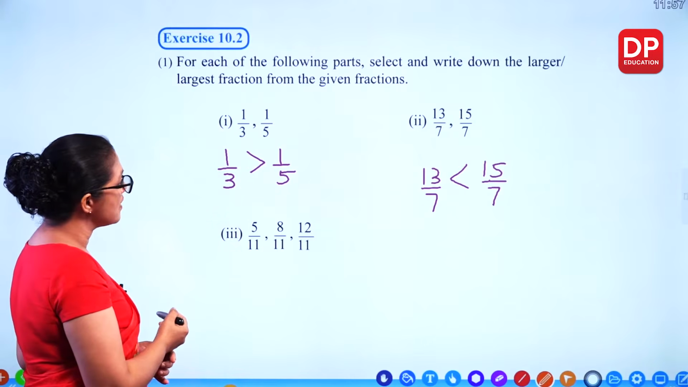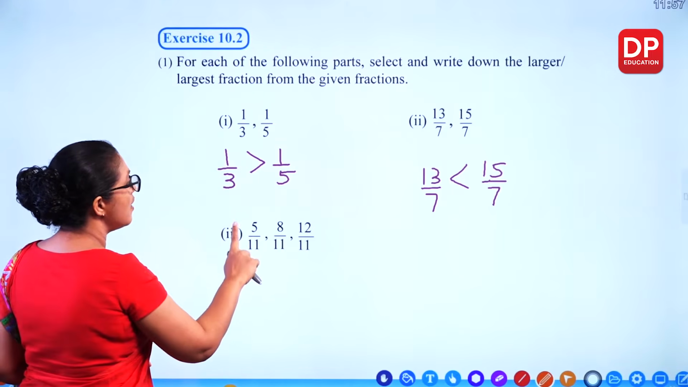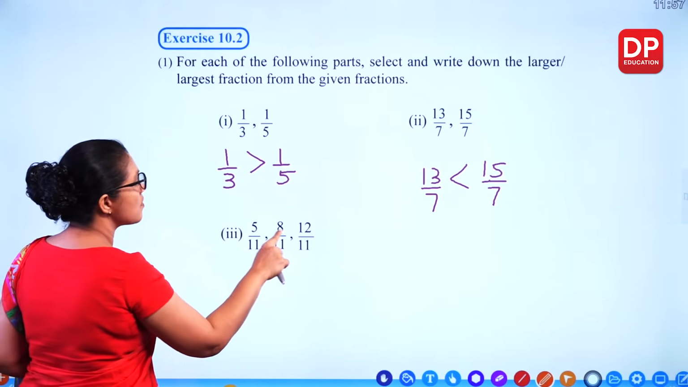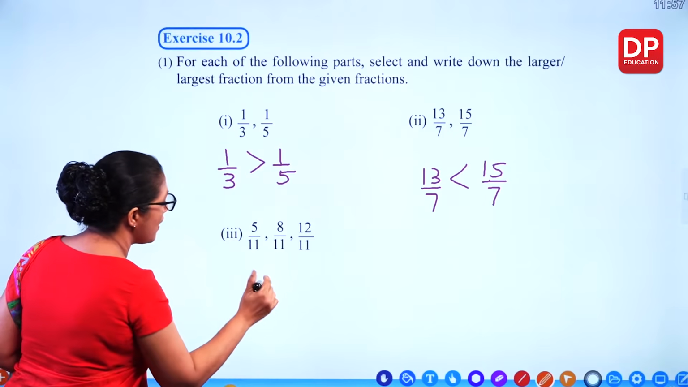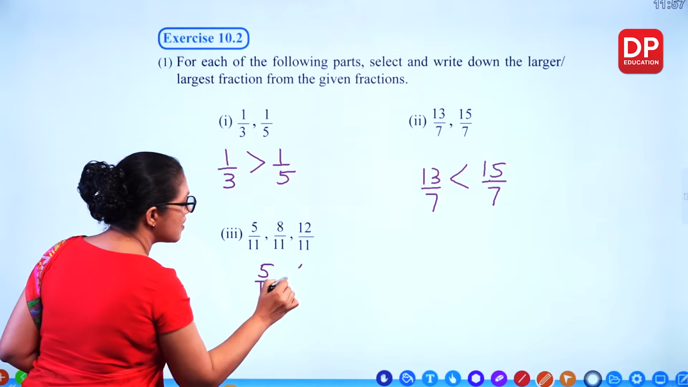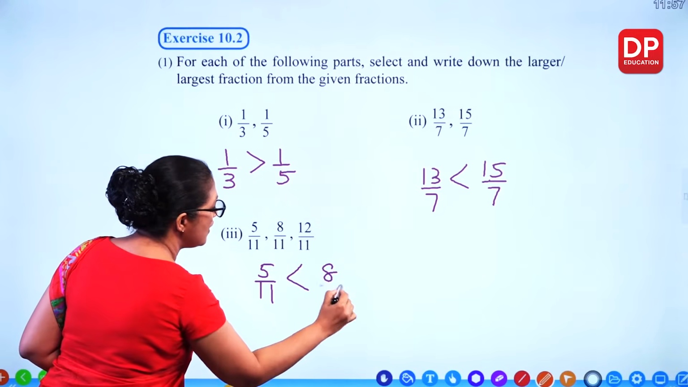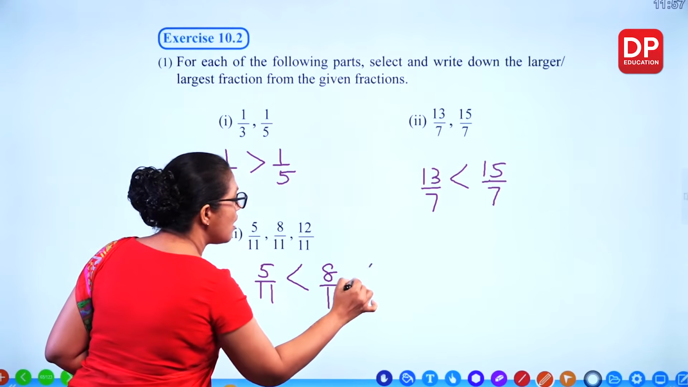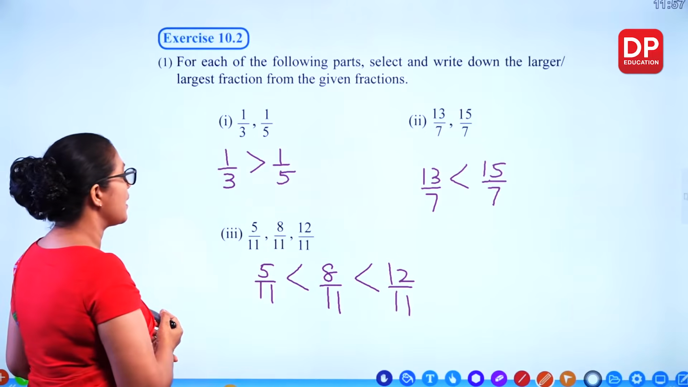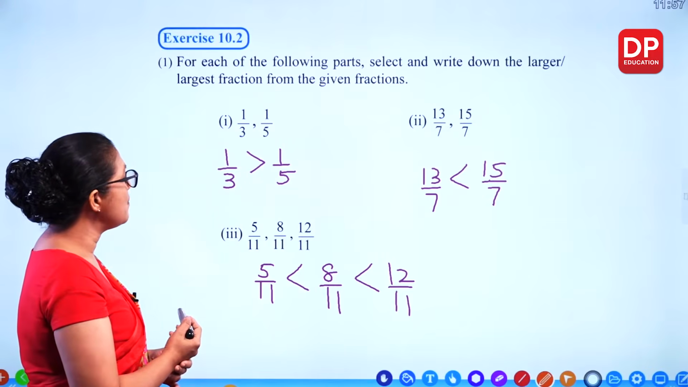Now 3 fractions are there. Same denominator, so you can compare from the smallest to largest. The smallest one is 5 over 11. I can write this is the smallest. And then the next one is 8 over 11, and the largest number is 12 over 11. So this is the smallest, this is the largest, and this fraction is in between.